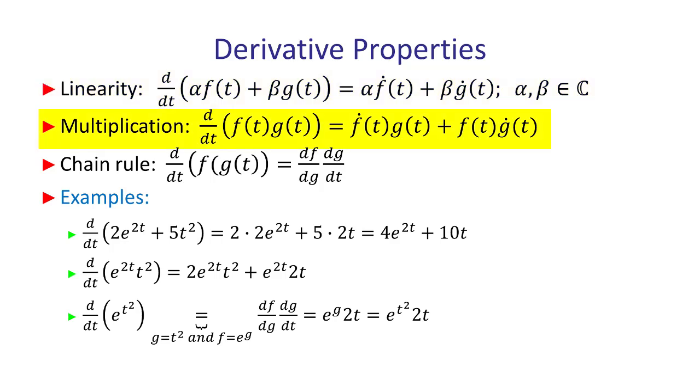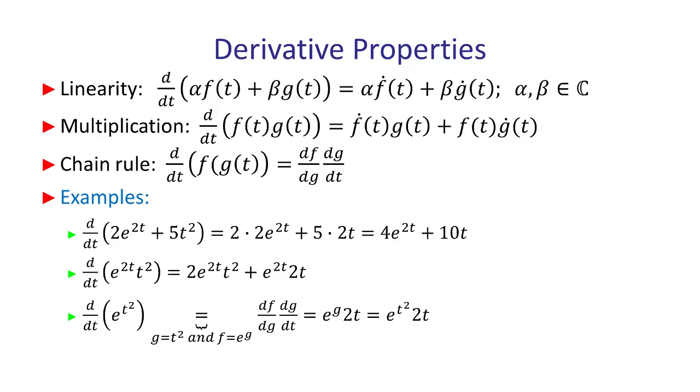The multiplication rule is also very simple. If you want the derivative of the multiplication of two functions f and g, this is the derivative of the first one multiplied by the second one, plus the first one multiplied by the derivative of the second one. And now it is very popular to use also the chain rule, which is the derivative of f of function g of t. So the derivative of that kind of function is df over dg times dg over dt.